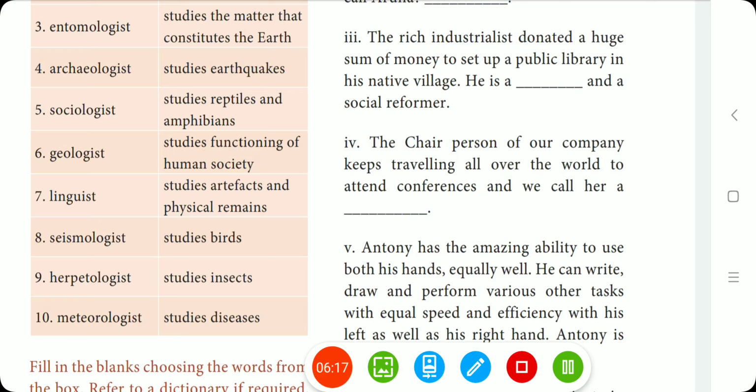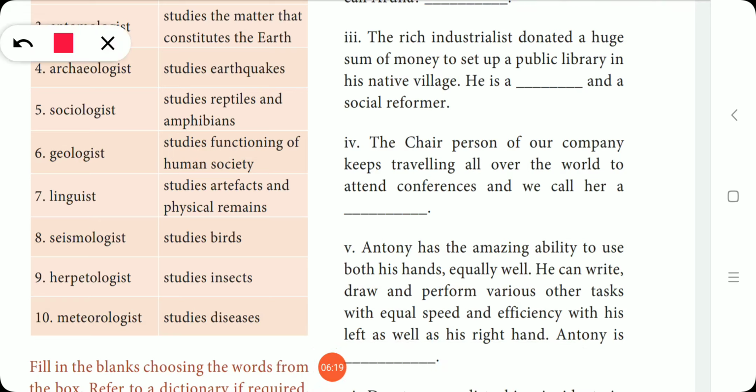Next one. The rich industrialist donated a huge sum of money to set up a public library in his native village. He is a dash. So he is a philanthropist. A person who does something for the society is called a philanthropist. He is a social reformer. We call him a philanthropist.